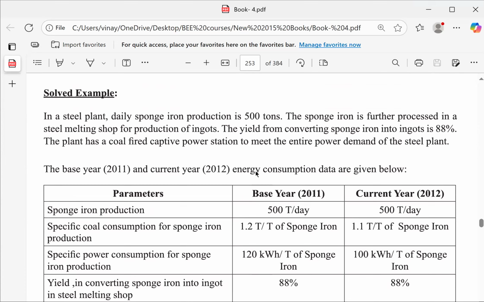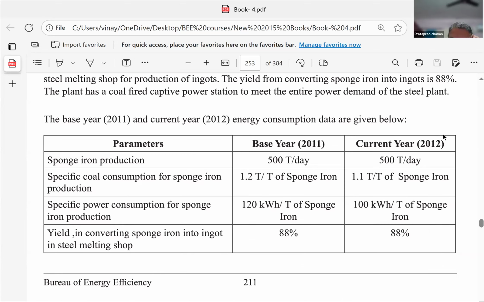Which is that 500 tons is the sponge iron production. Yes, sir. 500 tons. And out of which 88% is converted into that. 500 into 88%, how much will it be? 440. So specific consumption for sponge iron is for 500 tons, because sponge iron is prepared from the basic iron of 500 tons per day.